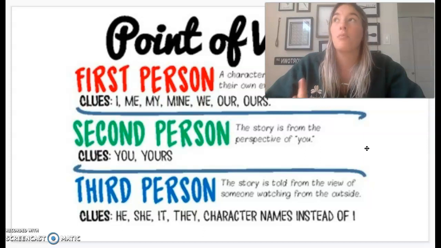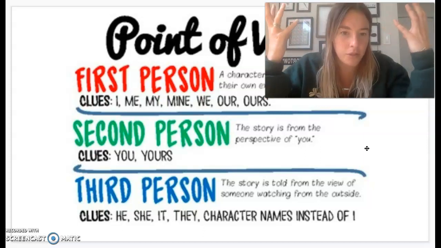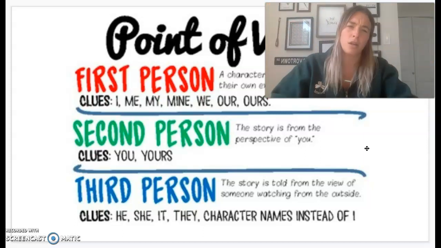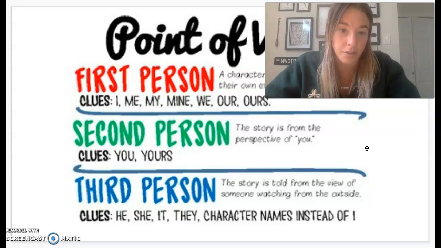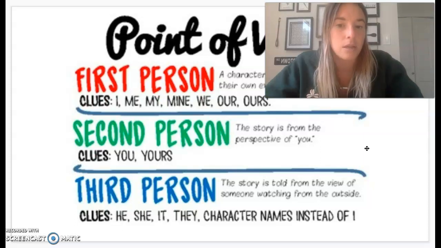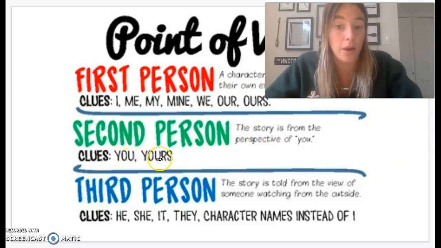Okay. So, second person is when the story is told from the perspective of you. So, think of a time where maybe you were doing something and you completely forgot what you had done, and somebody next to you was like, "You forgot what you did? Well, first you did this, then you did this, then you did this." That's second person. Second person is probably the least common of the points of view. So you won't always be seeing second person, but it is from the perspective of you. Some clues are you and yours.